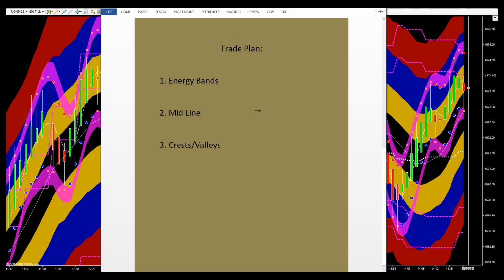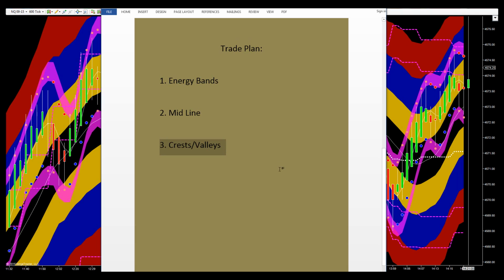This is the crowd energy. We're going to leave off the crests and valleys because the crests and valleys can offer up even more opportunities, and we're going to keep it very simple because our trader is just starting out.